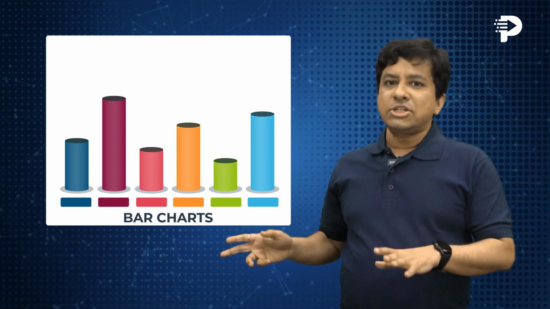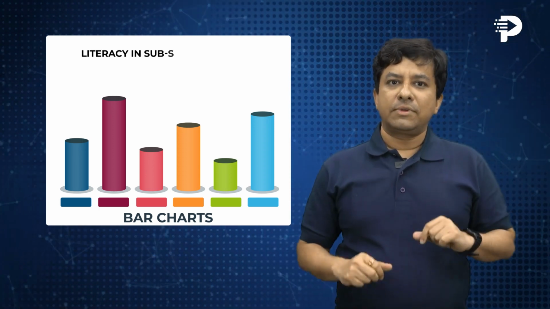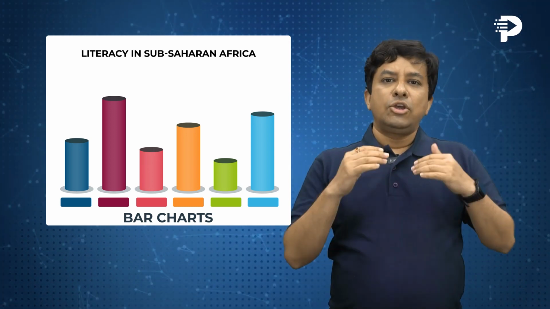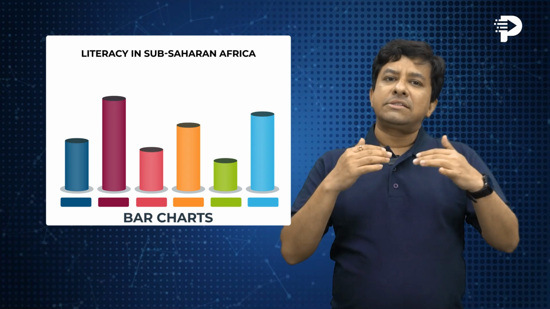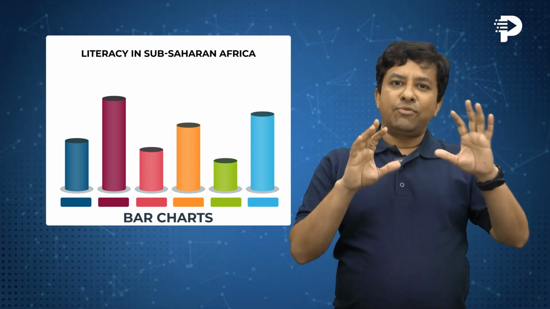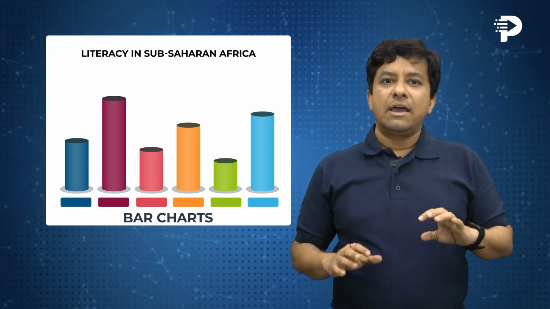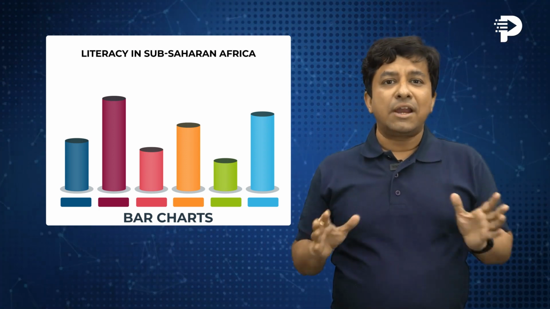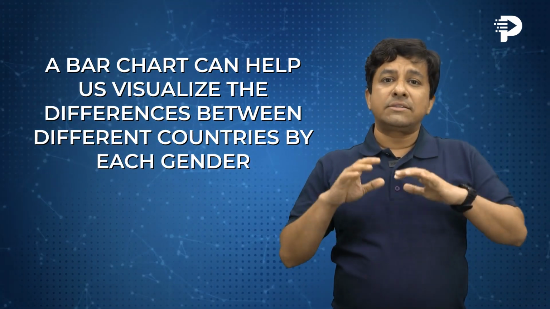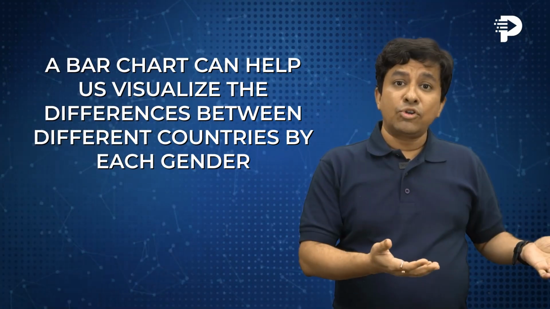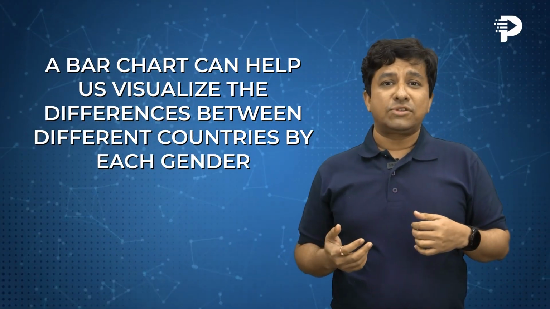So imagine you work for an NGO which is working on women's education in the poorest regions of the world, right? You've done a literacy program in certain sub-Saharan African countries, right? And you have therefore gathered data about those countries by gender, and you want to understand whether your program has worked at all, right? A bar chart can help you visualize the differences between different countries and by different genders, and before your program was run and after your program was run, right?